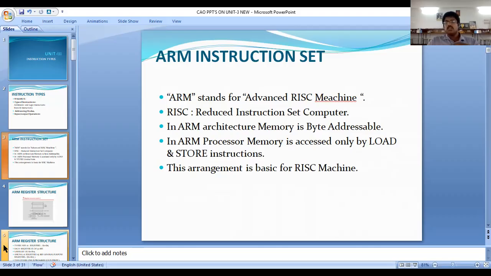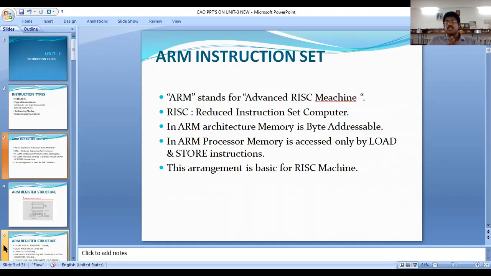The name of our third unit is instruction types. In these instruction types we are going to discuss the instructions of an ARM processor. ARM has two things: it is a processor, and controllers are also present in ARM. So now we are going to discuss the instruction set of ARM.